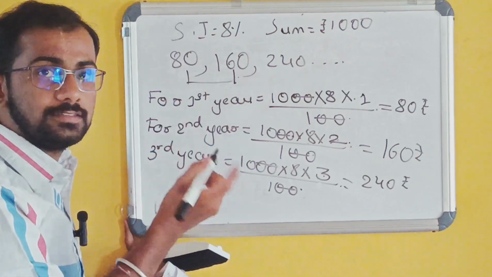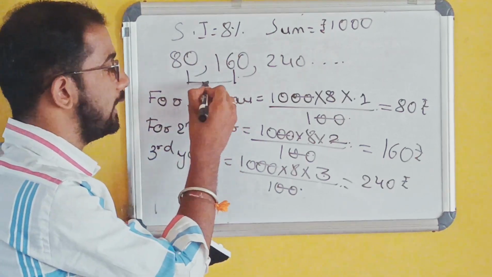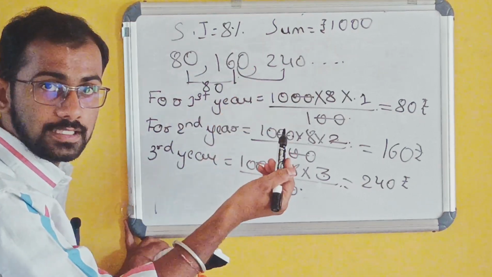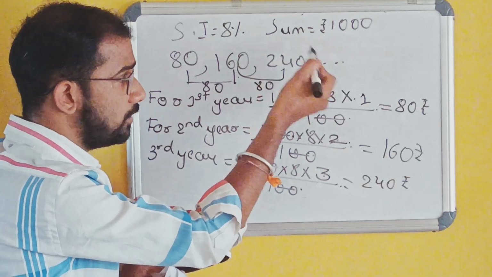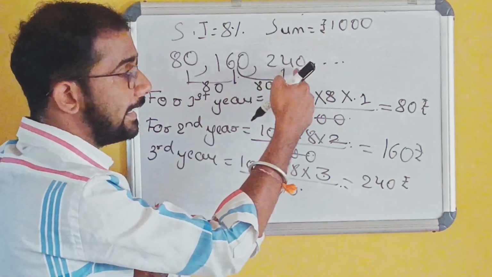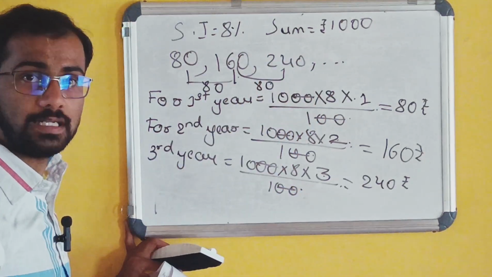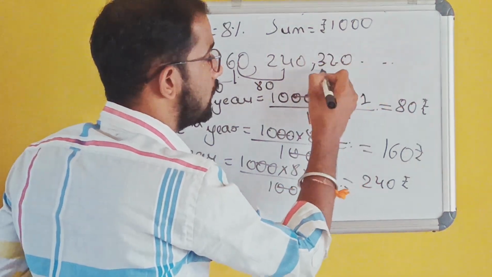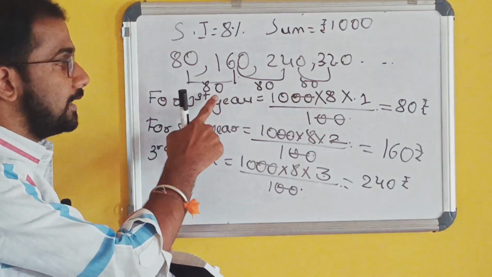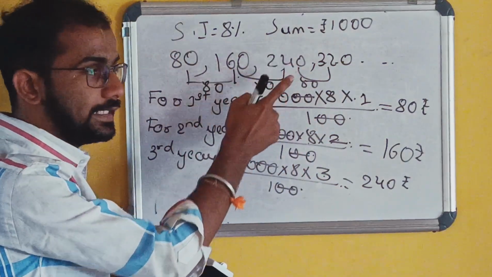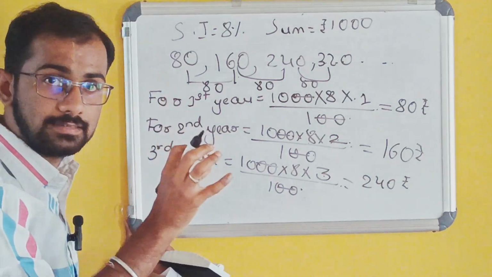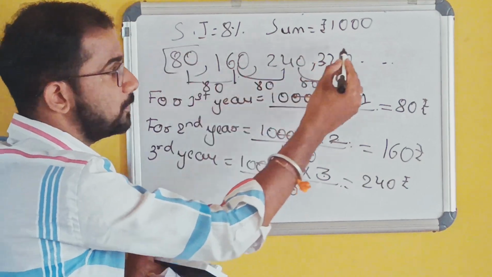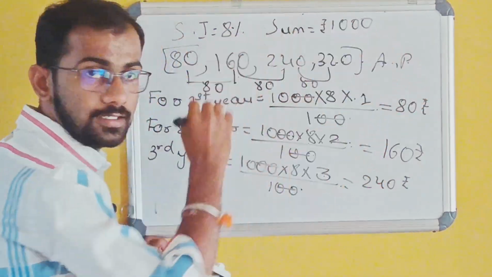See over here, 80 and 160: 160 minus 80, how much? That is 80. For 240, the difference is 240 minus 160, which is also 80. Now if we continue adding 80 to 240, what is 240 plus 80? That is 320, and so on. Since the common difference between any two consecutive pairs is the same, that is fixed as 80 rupees, 80 rupees, 80 rupees, hence this forms an arithmetic progression.